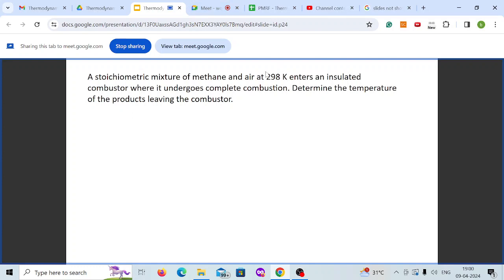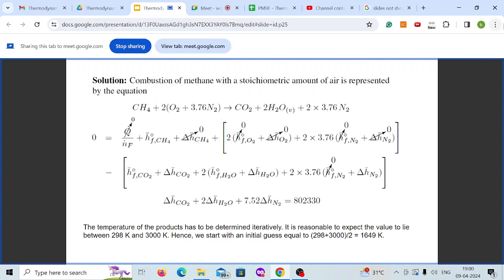In that case, here your fuel is methane. This is at 298 Kelvin. So we'll see how to solve this. You have combustion of methane with a stoichiometric amount of air. So CH4 plus 2 O2, which requires 2 moles of air, gives you CO2 plus 2 moles of water vapor plus 2 into 3.76 moles of nitrogen.